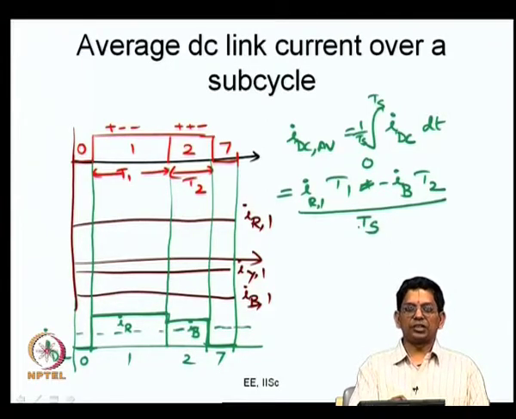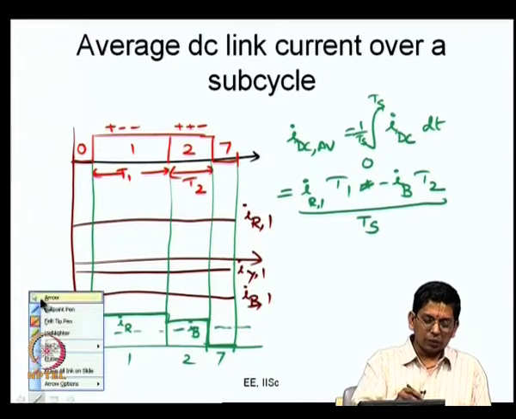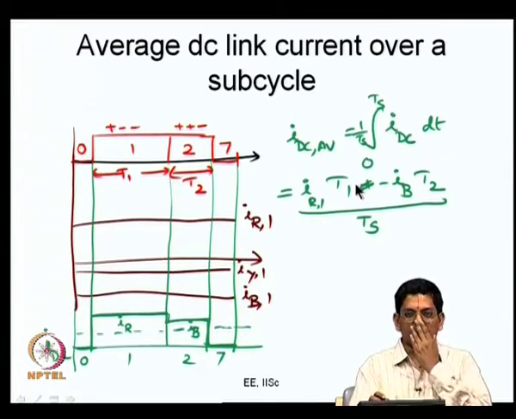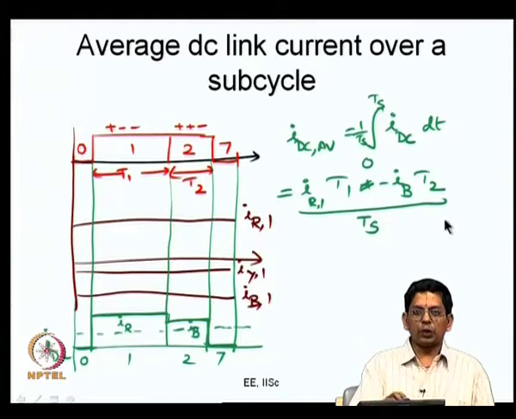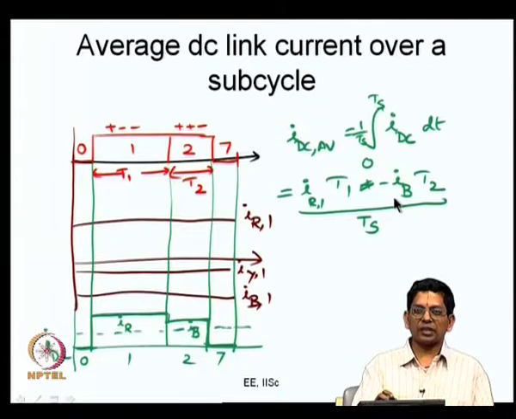This is the average DC link current. So, what will happen from one cycle to another cycle? When you go into the next cycle, what is going to happen? Your IR1 value will change and minus IB will also change, and the T1 and T2 values will also change. So, the DC link average current will go on changing from one subcycle to the other subcycle, and this is the case we have considered in sector 1. And then if you go to another sector, you will see a similar picture, which we will do in a short while.